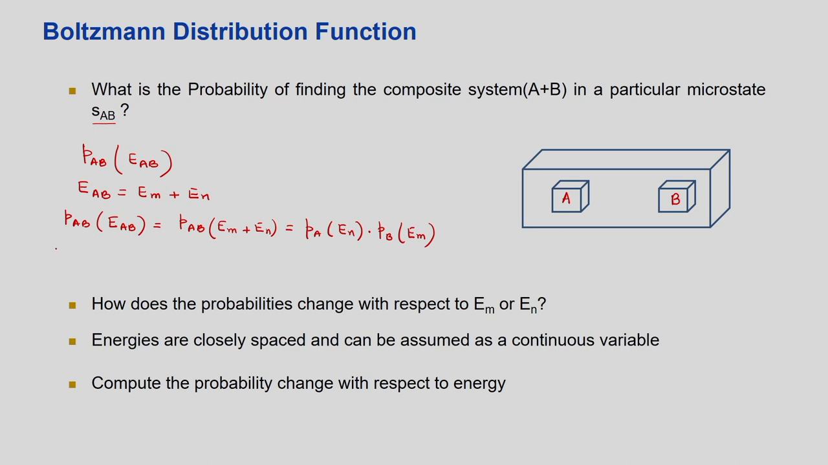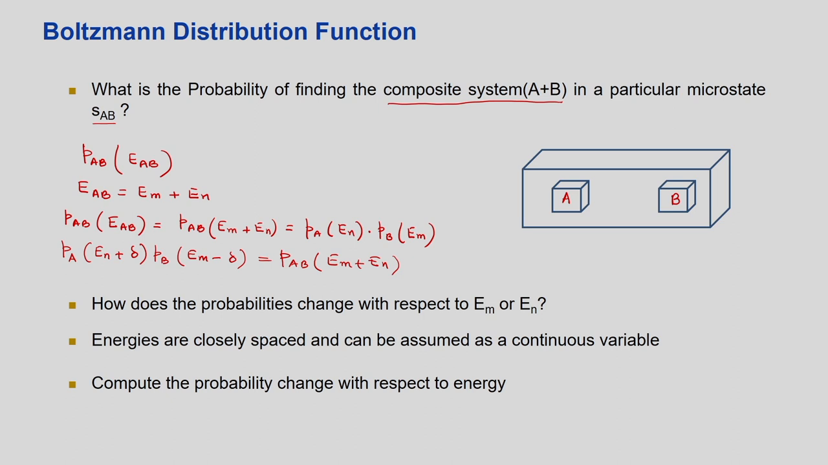Then the expression will take this form: PA, let us say one of them is greater by this value, and another one, PB of Em, is less by that value. Overall, if you add these two values, it will again be Em plus En, which is equal to EAB. So, this also satisfies that I am locating a composite system A plus B with the energy Em plus En. Then the product of the probabilities will also be equal to this PAB of Em plus En. The total of these two should be equal to EAB, our system of interest A plus B, but the individual probabilities will change. If you notice correctly, these probabilities are functions of the energies of the microstates.